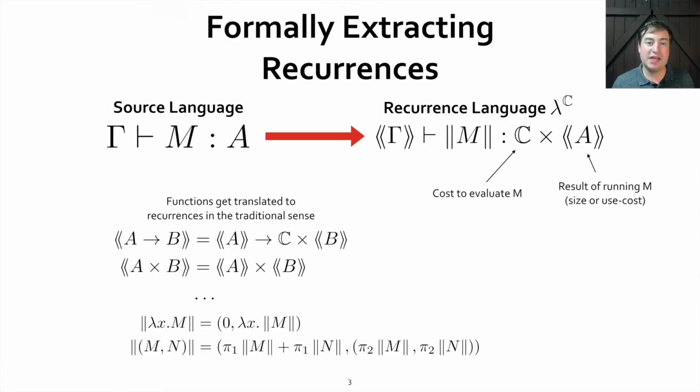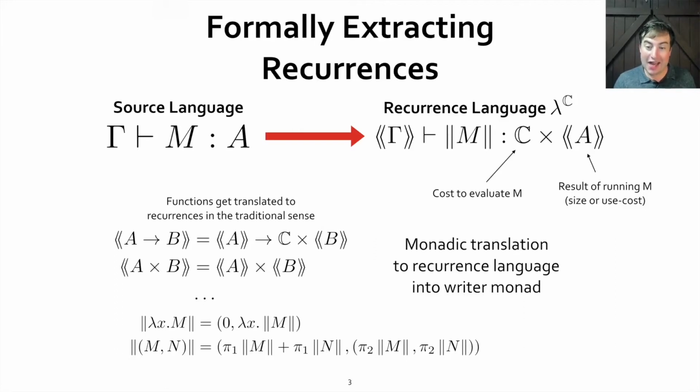Now, the real meat of this recurrence extraction is the term translation, which is defined compositionally by recursion over raw syntax. Given a term in the source, we can just translate it to a term in lambda C. If you're a monadically minded person, you might recognize all of this as being a monadic translation into the writer monad. And all of this helps motivate the definition of the size translation. Arrows in the source become Kleisli arrows in lambda C.